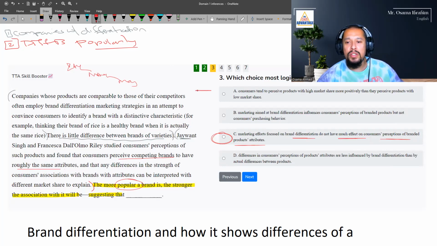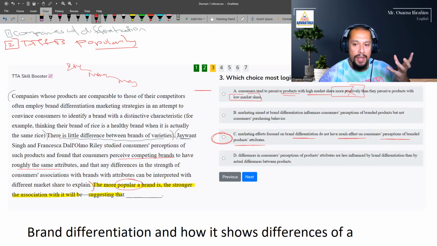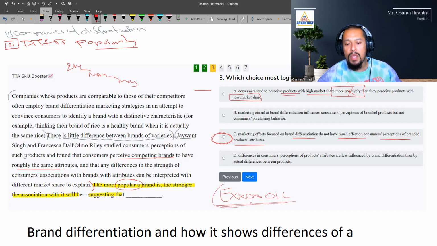Answer A: Consumers tend to perceive products with high market share more positively than they perceive products with low market share. We don't know that. Number one, it's not products. Number two, we don't know if it's more positive or negative. We know that a popular brand with high market share has a stronger association with the product, but we don't know if that association is positive or negative. Like, for example, Exxon Oil. I think I spelled that correctly, right? They have a strong association with oil. But is this association a positive or negative one?